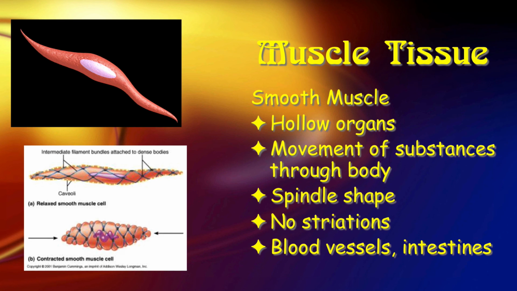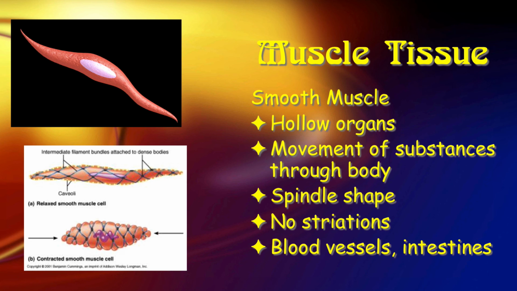Our final muscle tissue is smooth muscle, and smooth muscle we find lining hollow organs, and they help us to move things through the body: blood through the vessels, food through the digestive system, urine through the urinary system. Reproductive materials get moved along by all this by smooth muscle.